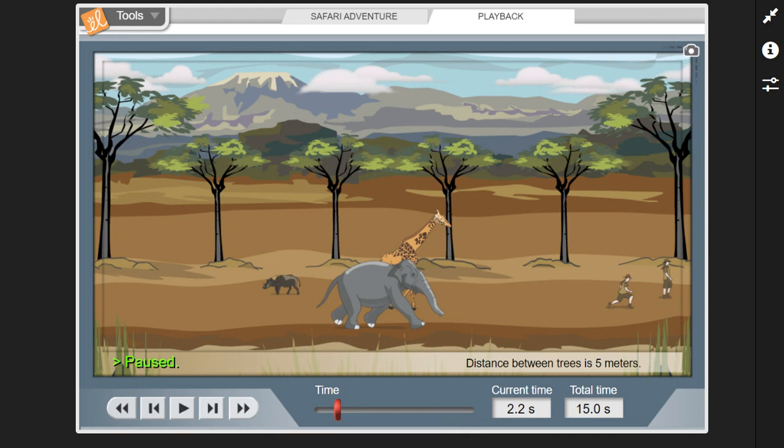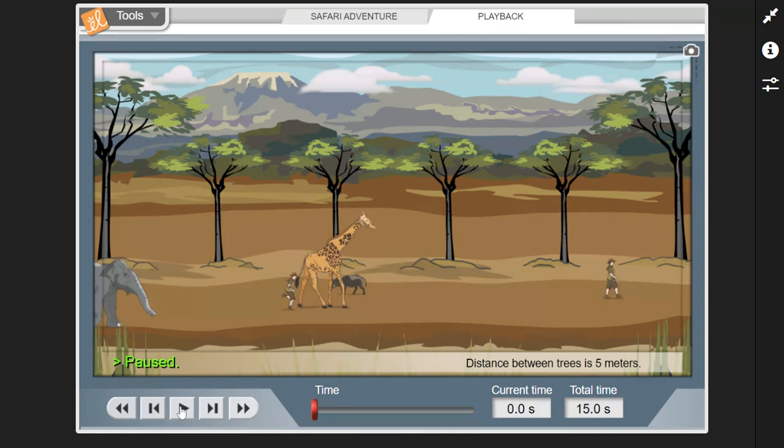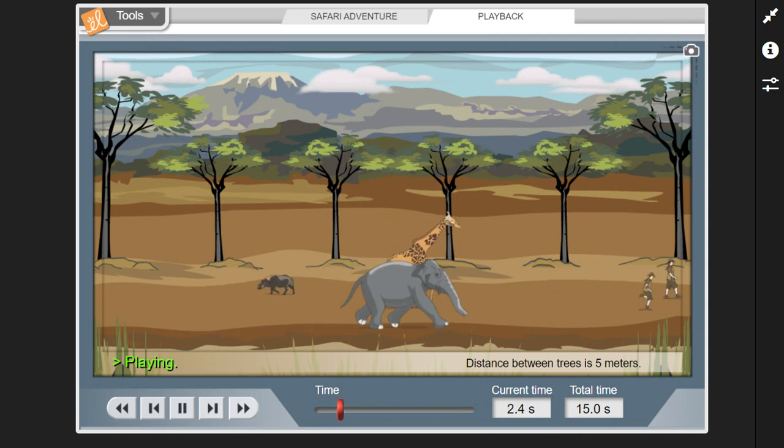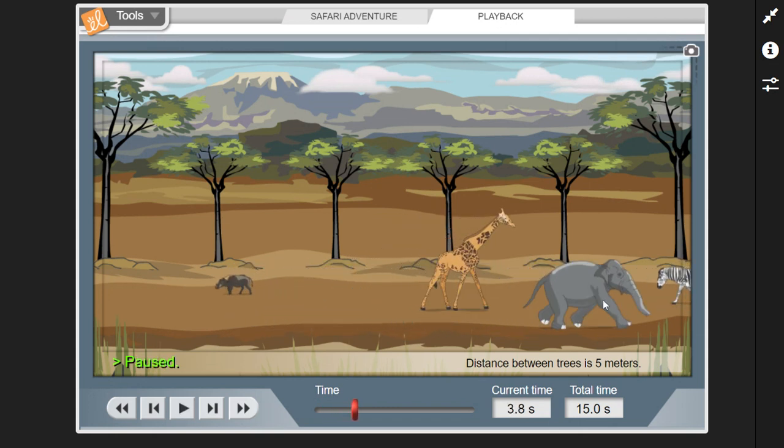And to put this in perspective, we had the giraffe at 1.78 meters per second. The elephant is at 5.88 meters per second. So the higher the number for speed, the faster they're going. Just like in cars, going 60 miles per hour is faster than 40 miles per hour. So if you watch this, watch the elephant compared to the giraffe. The elephant is, in fact, going faster than the giraffe. So our numbers there make sense.